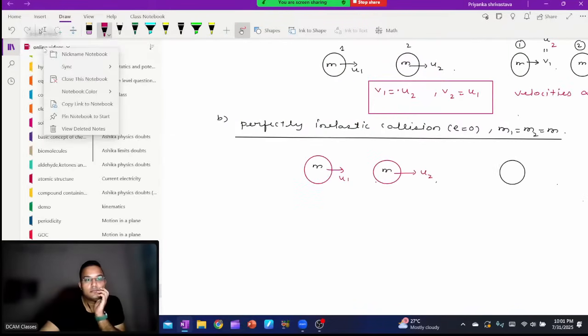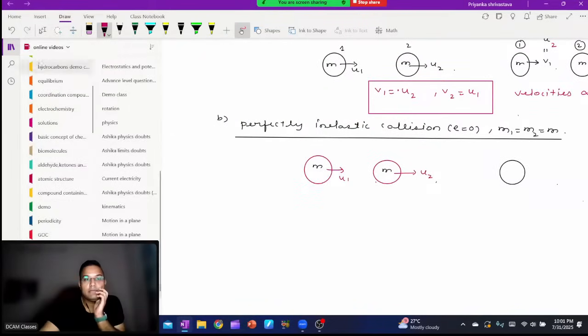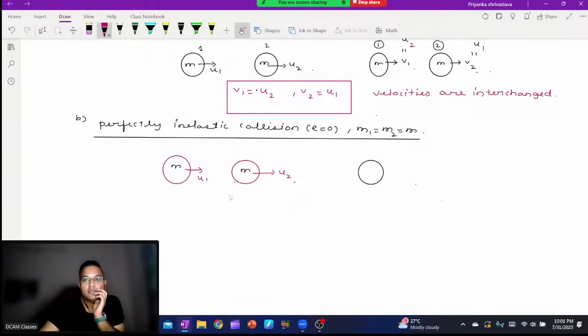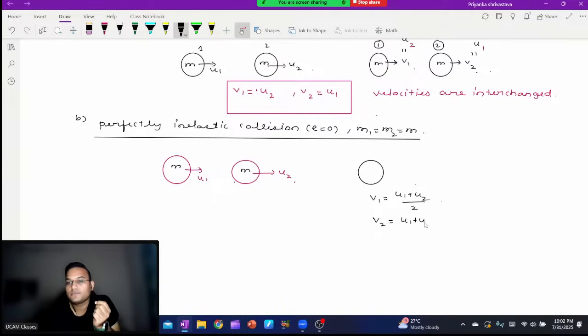Sir, I got the result. Tell me the result. V1 is equal to M2 into U2 by M1 plus M2. M1 and M2 are equal now. Sorry, it will become 2M. So you should get V1 as U1 plus U2 by 2. Again, V2 as U1 plus U2 by 2. Okay, sir. Okay, now everyone is getting this result.